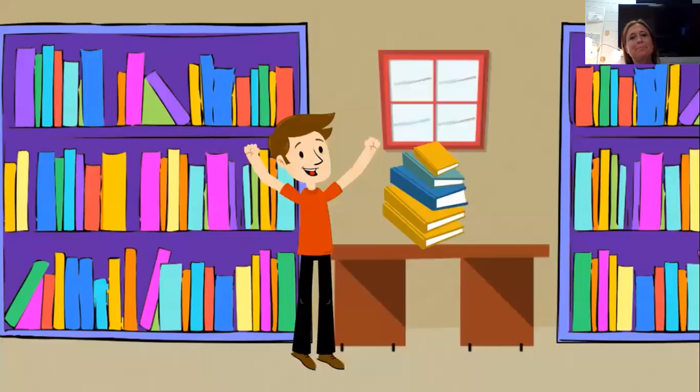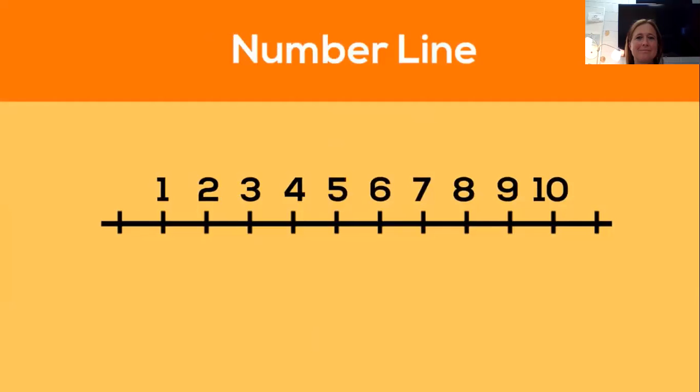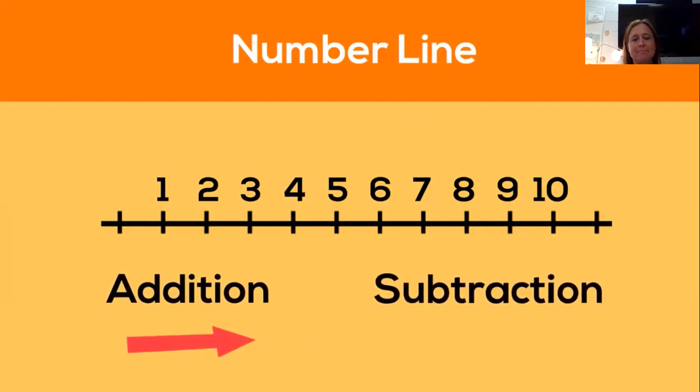That's it for the basics. Thanks for helping Jake out. Keep in mind that when using a number line, addition means going to the right and subtraction means going to the left.